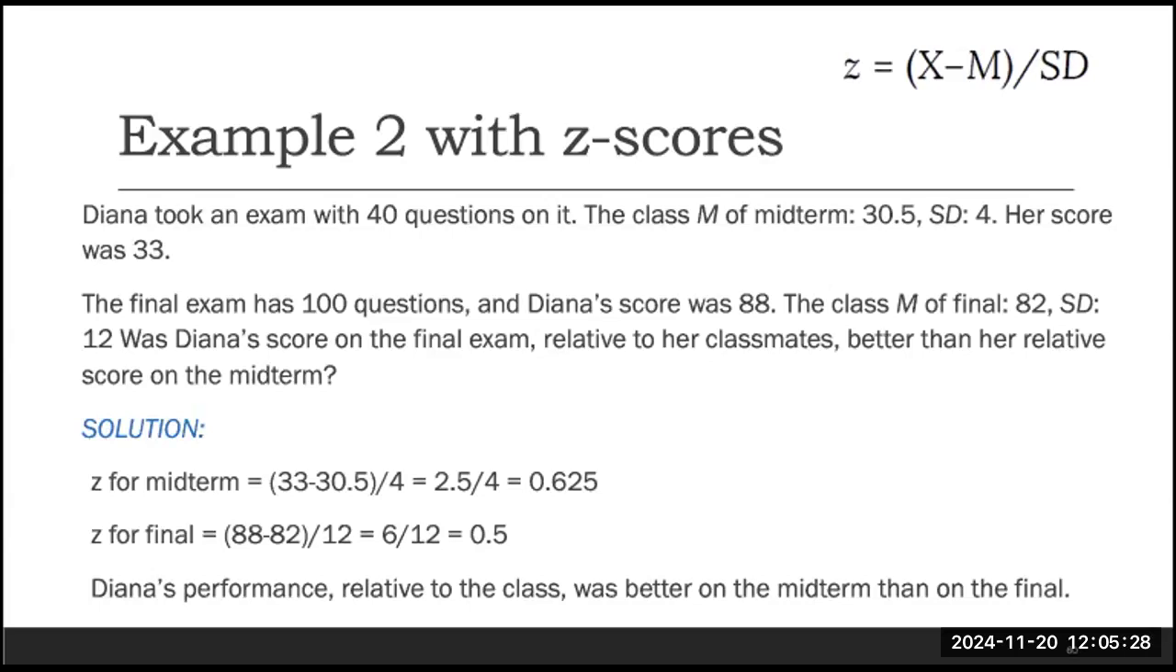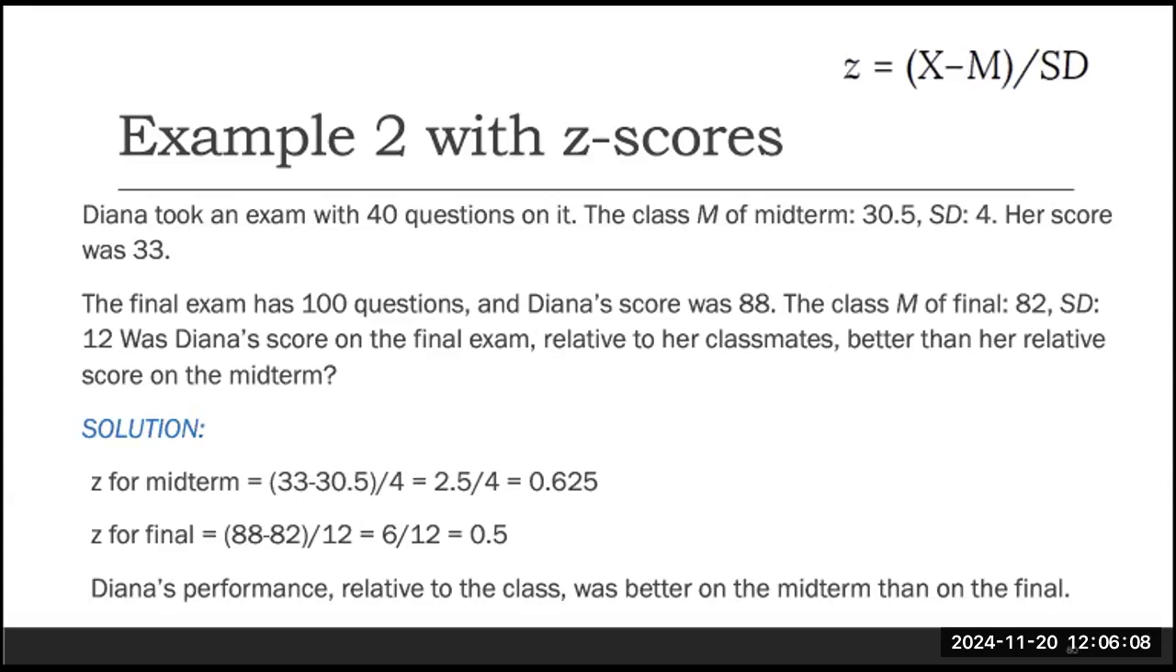Then you calculate for the final. 88 minus 82 divided by the standard deviation of 12, and it's 0.5. So now, you know she scored 0.625 standard deviations higher than the class in the midterm, and 0.5 standard deviations higher than the class for the final exam. Well, in this situation, she did better on the midterm than the final. Why? Because 0.625 standard deviations higher is further away. It's a higher score on average than the 0.5 standard deviations.